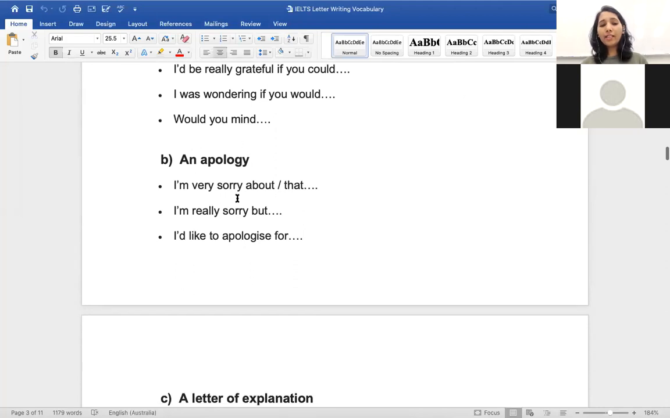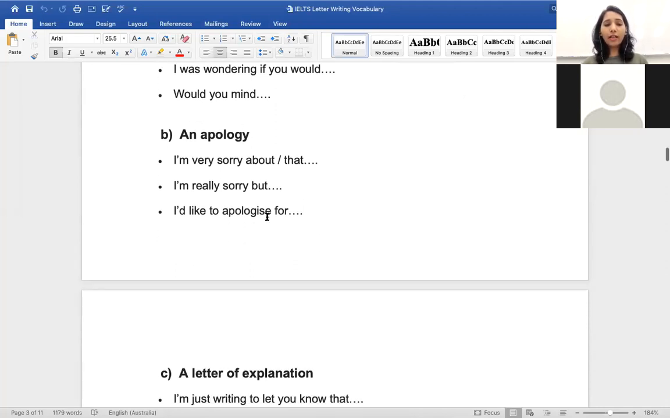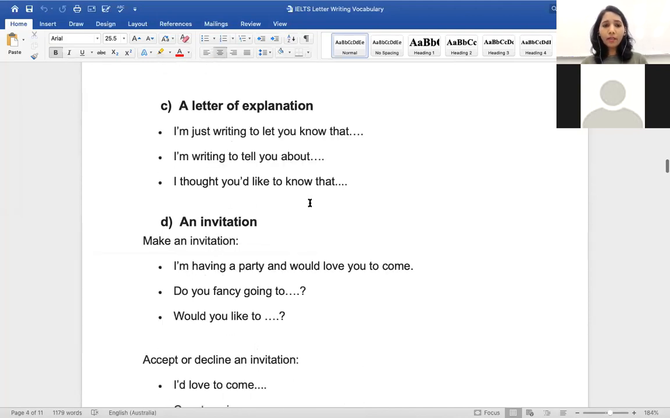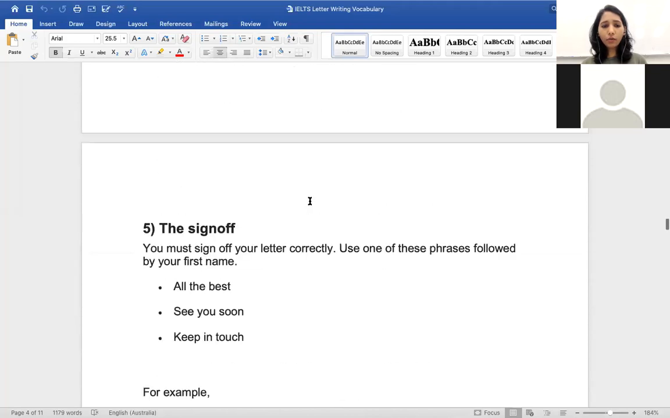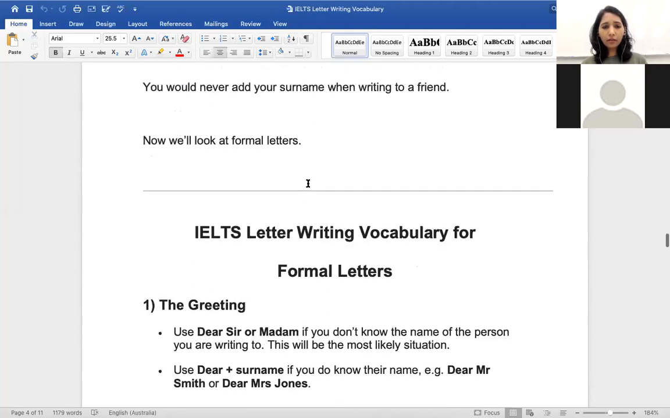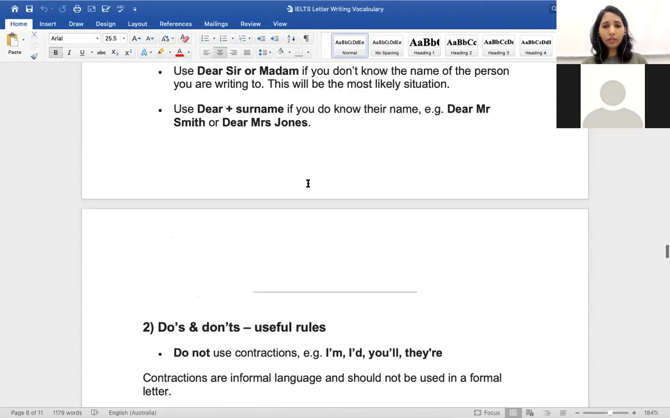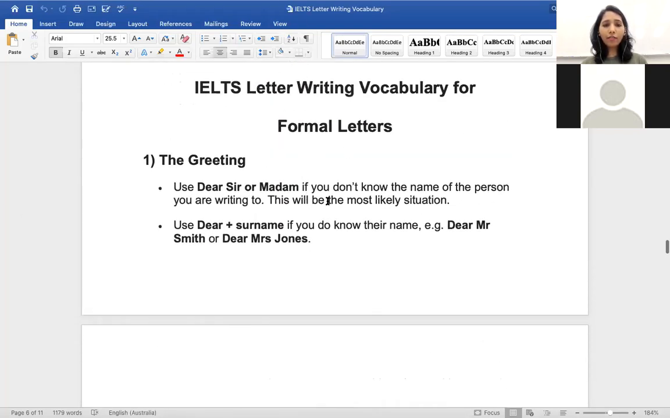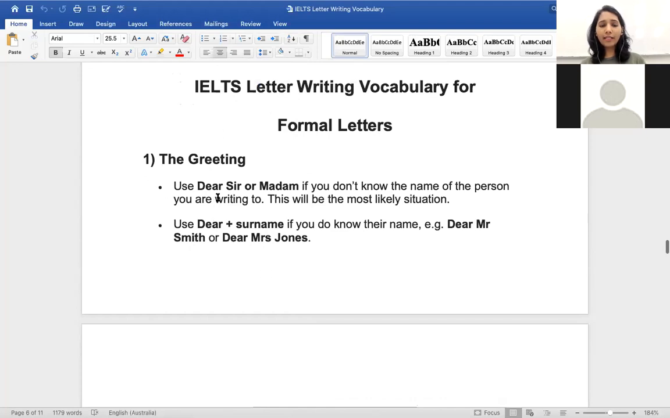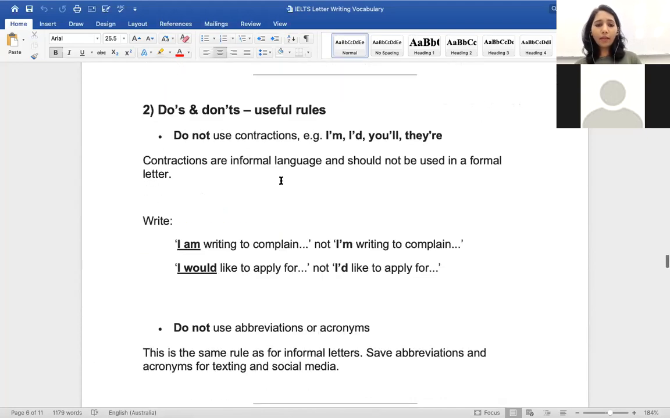Then when you're apologizing, you say, I'm very sorry about, I'd like to apologize for, I'm really sorry about. Then do you have this? No, I don't have this one. I have the one for speaking, but not this. Okay, I'll send it off to you. So when you're using your tone, when you're writing a formal letter, this is how you use the greeting, dear sir or madam, and things like that.